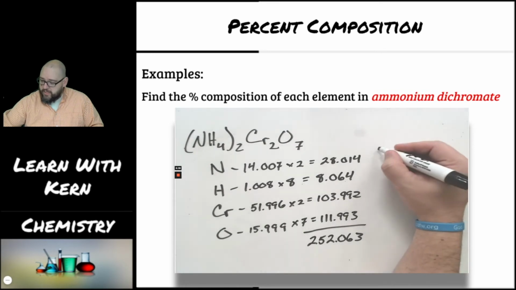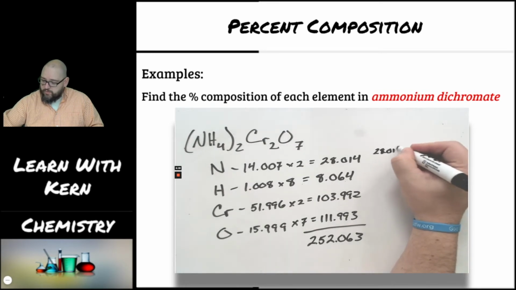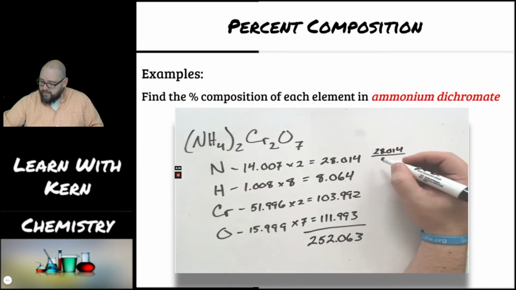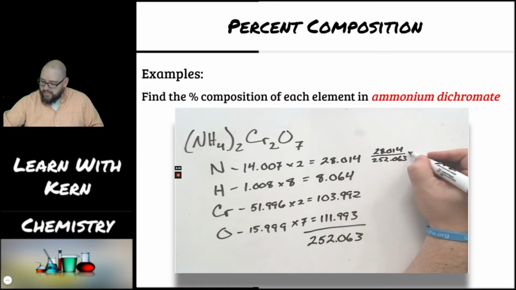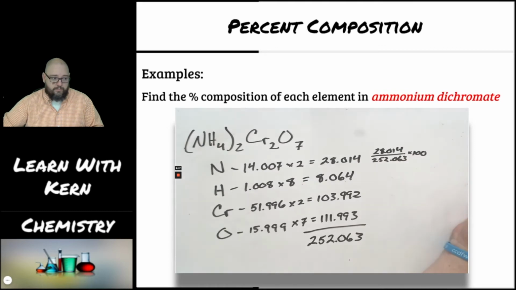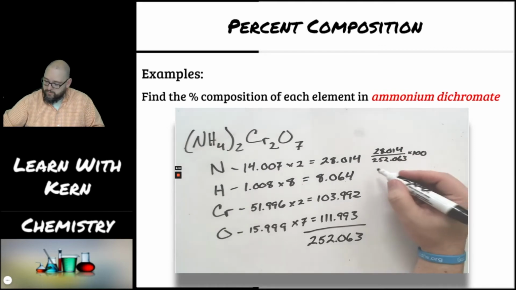So I'm going to take my 28.014 and divide that by the 252.063. And then I multiply by 100. And I do that for all of them.